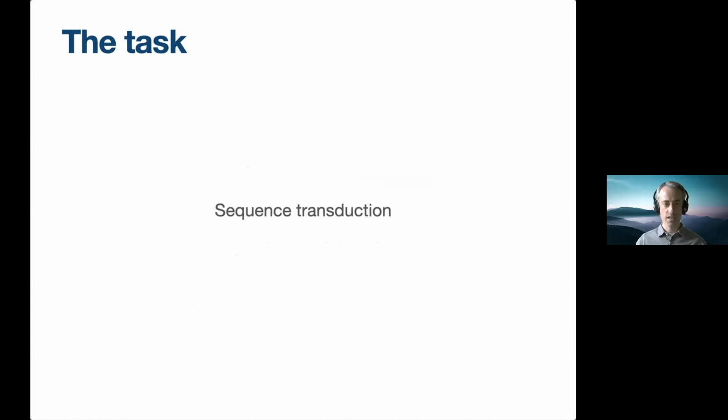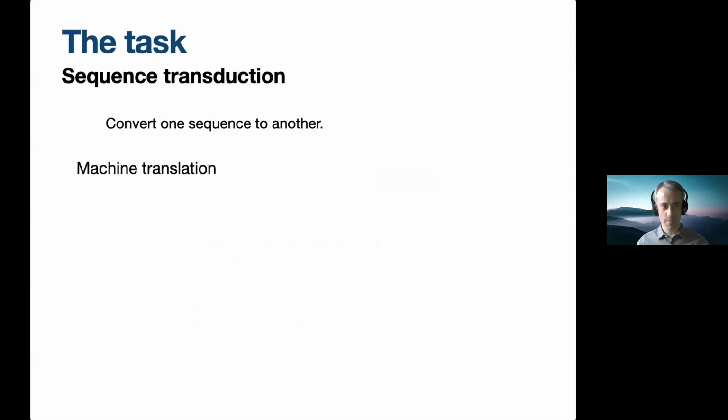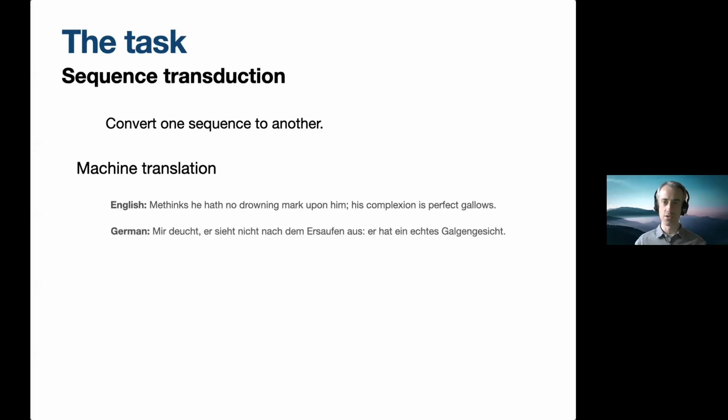So our basic task is sequence transduction, the conversion of one sequence of inputs into another. In this case, we're going to be focusing on natural language sequences. Of course, lots of important tasks fit into this framework. The one that everyone, of course, uses all the time, I think, is machine translation. You might want to translate an English Shakespeare sentence into a German version of that sentence.